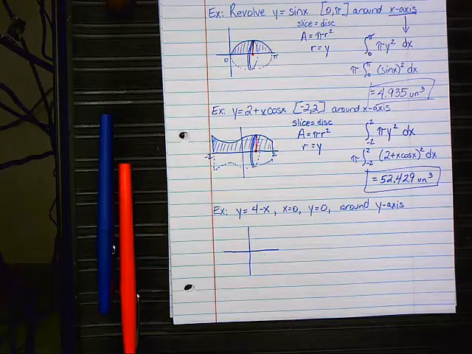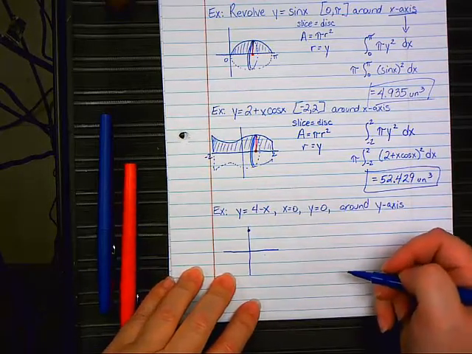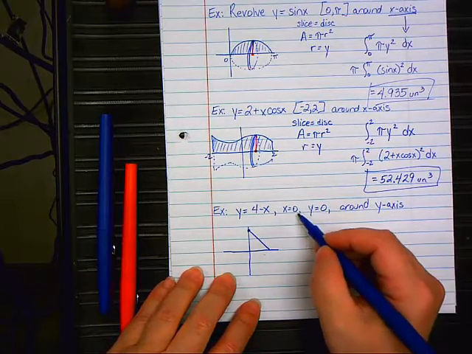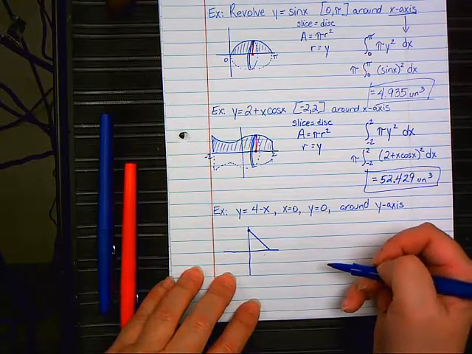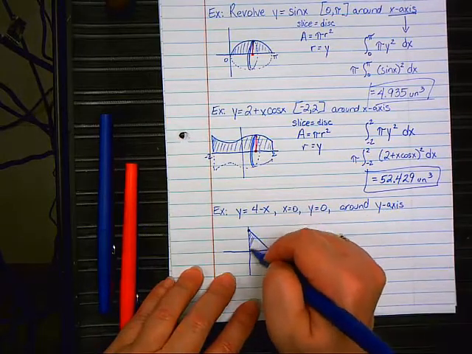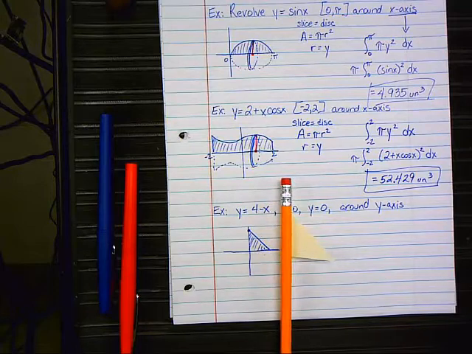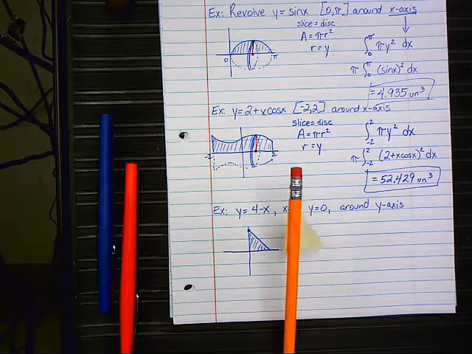4 minus x, what kind of graph is that? Linear. What's its y-intercept? 4. So it's up here. Slope is negative 1, so it's going to go like that. And because it says x equals 0 and y equals 0, that means the x-axis and the y-axis. So basically, we're talking that triangle right there. I'll shade that in. We're dealing with, not that one, this one. That triangle right there. We're revolving it around the y, so it's going to look like a cone.